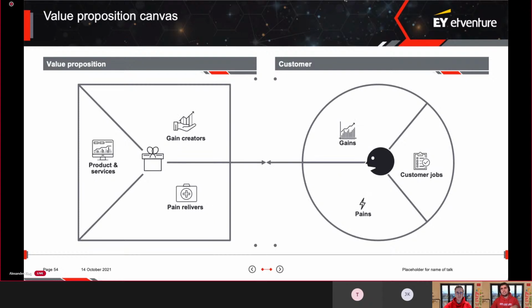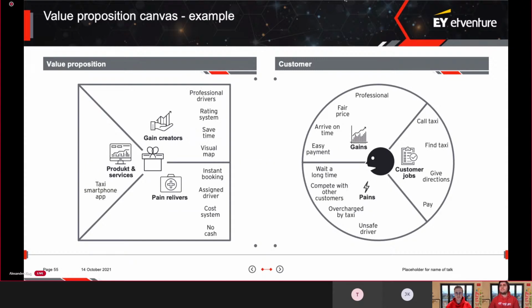And go back to that. On the left side, you have your product. So on the left side, the product and service is described, and your product and service has features. And the features you can divide into pain relievers and gain creators. So must-have features, and maybe nice to have, but not really necessary, but pretty cool to have.